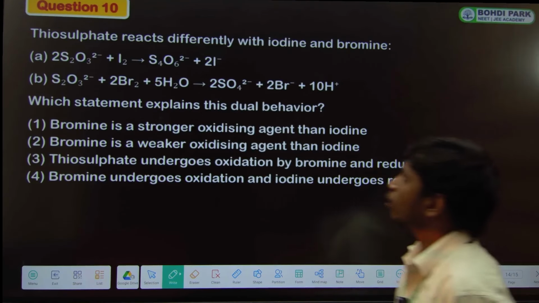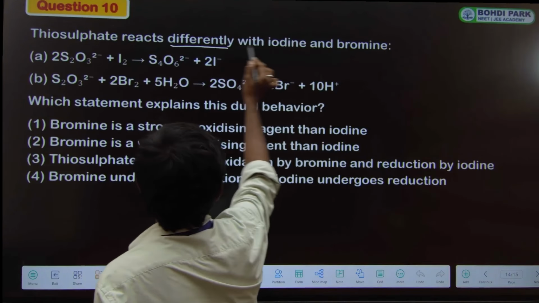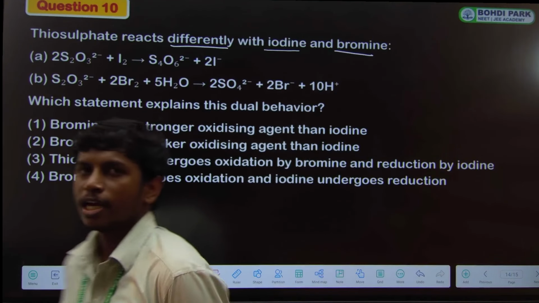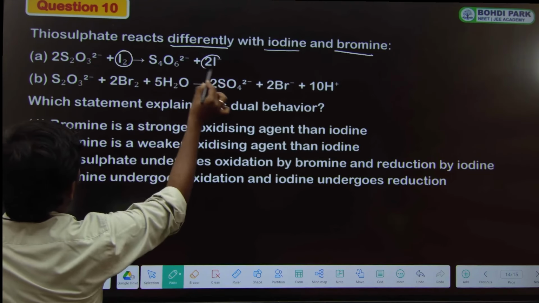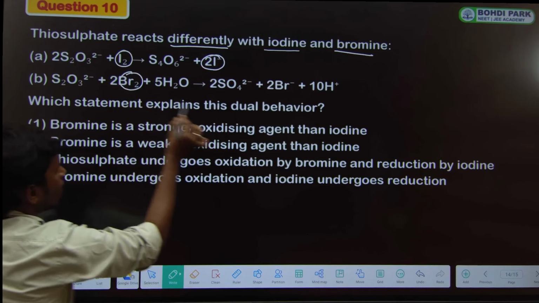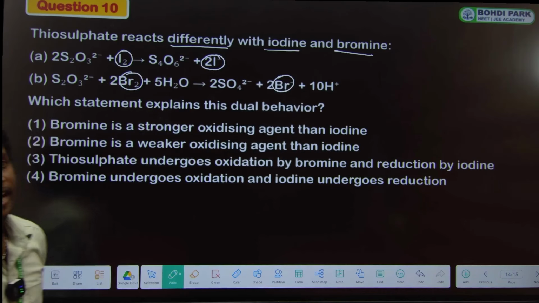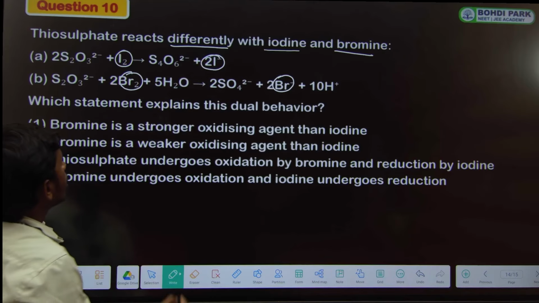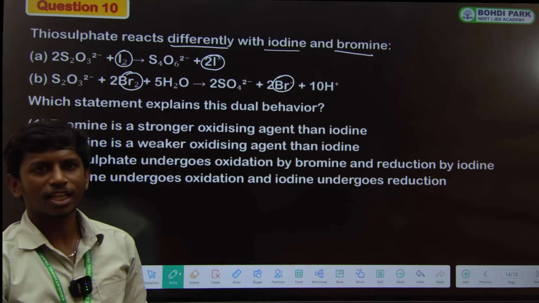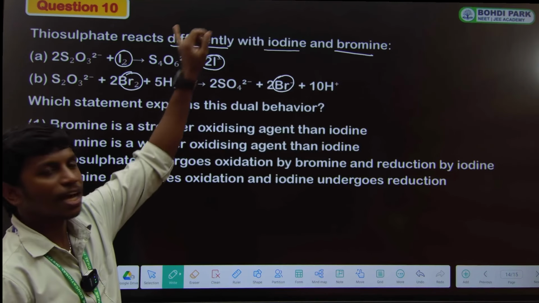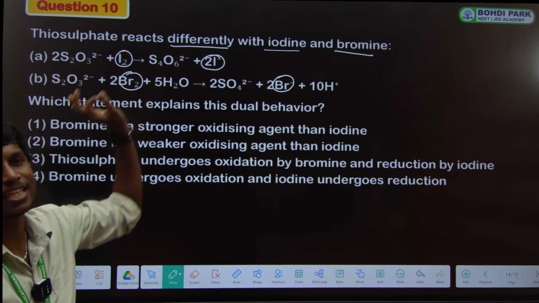And the thiosulfate ion reacts differently with iodine and bromine. Okay வா? So iodine கூட react ஆகுது, bromine கூட react ஆகுது. Here iodine is converted to I minus. Here Br2 is converted to Br minus. அப்ப என்ன நடந்திருக்கு? It is gaining the electron. Okay. Here it is gaining the electron. Okay வா? ஒரு the electron gain பண்றாங்க என்ன நடந்திருக்காங்க அர்த்தம்? Here it is undergoing reduction. அப்ப இந்த oxidizing agent act ஆயிட்டாங்க அர்த்தம்.